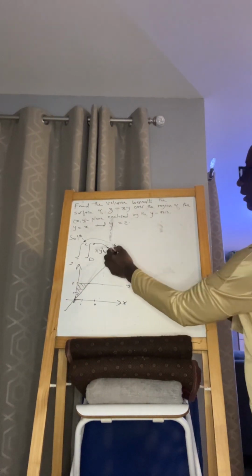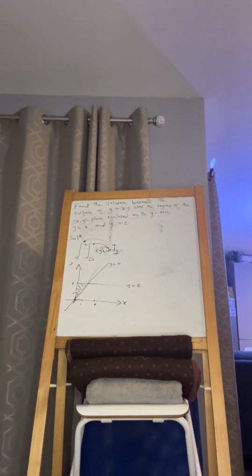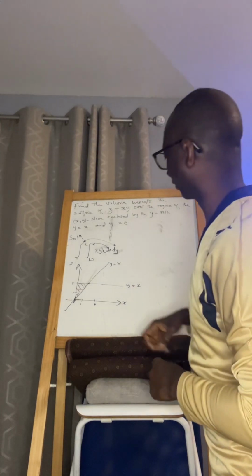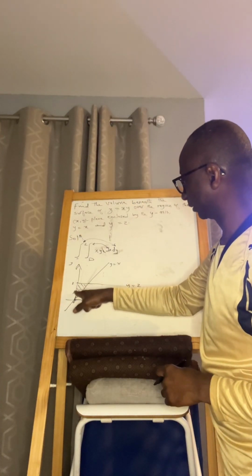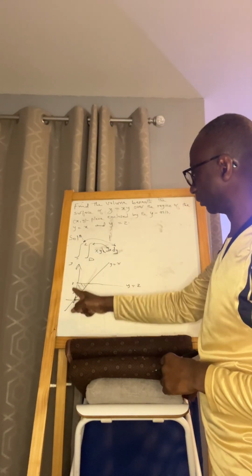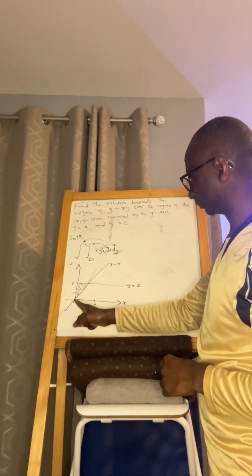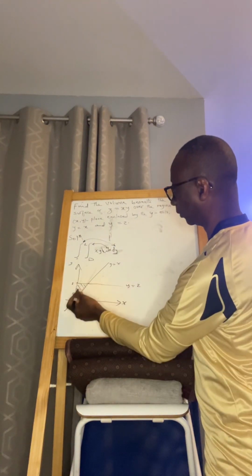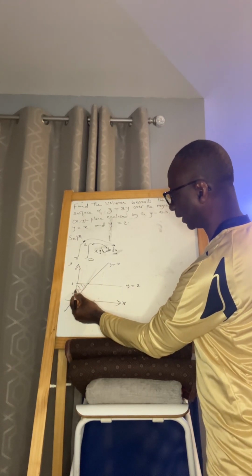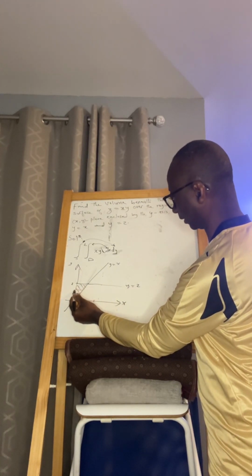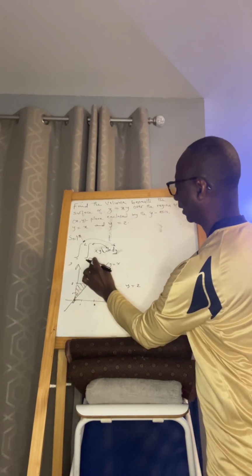Now let's work out the inner limits. We need the inner limit for the x. So how do we work out the limit of the x? Anywhere along the y-axis, x is 0. As I told you before, we are moving from left to right. So here, x is 0.